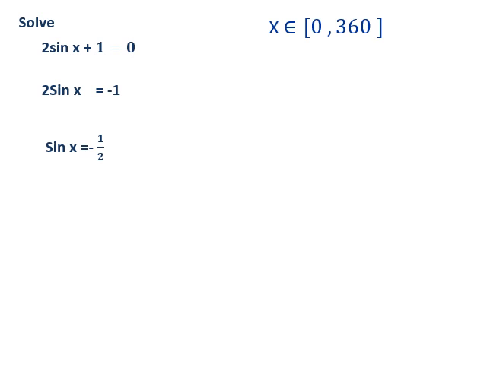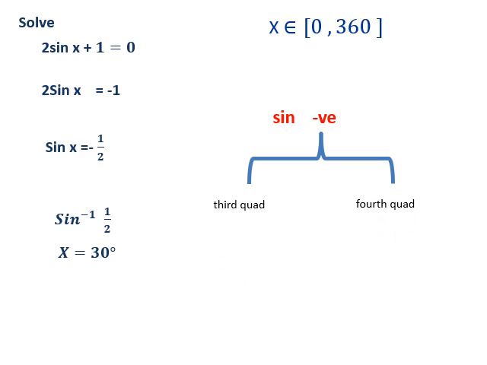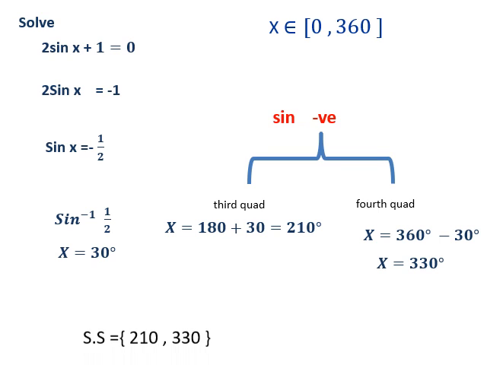Try to find the value of x, but considering that sine x equals 1 over 2. So I'm going to use inverse sine, or shift sine, of 1 over 2. It will be 30 degrees. Sine is negative, right? Sine will be negative in the third or fourth quadrant. In the third quadrant, it will be 180 plus 30 equals 210. The fourth will be 360 minus 30 equals 330. Both of them are in the interval, so the solution set equals 210 and 330.